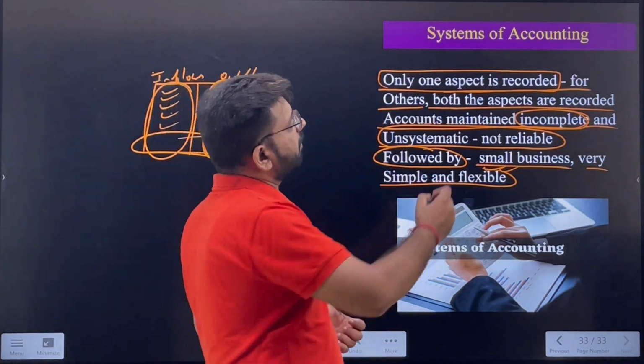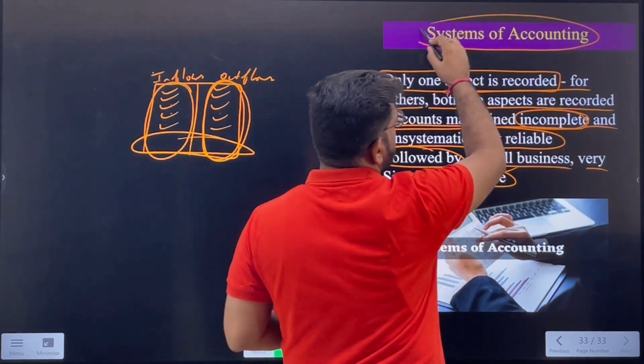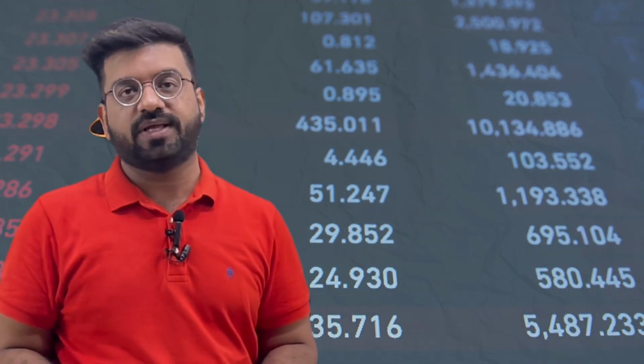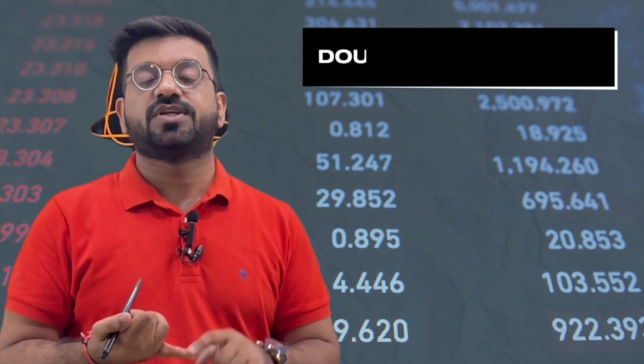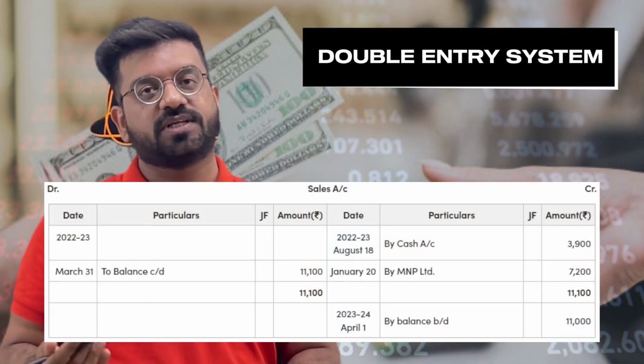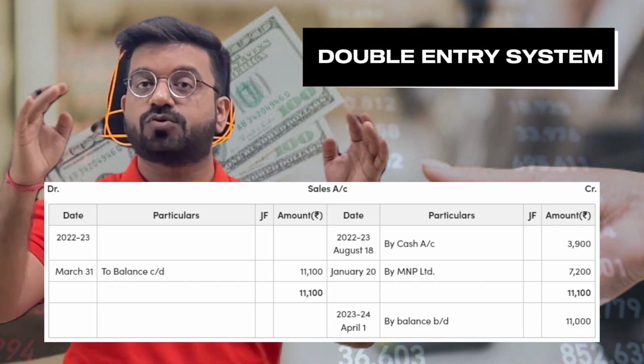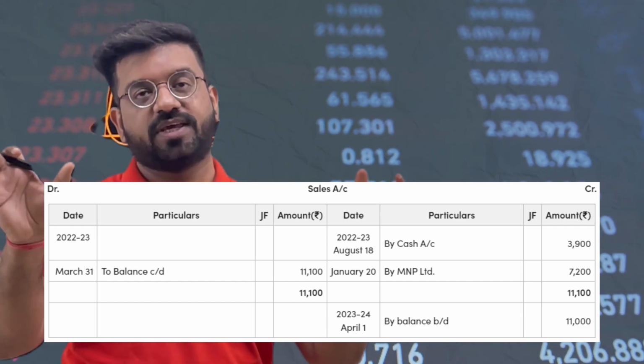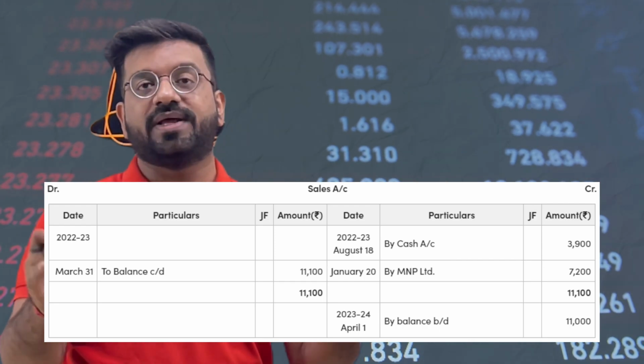So now we have completed this topic as well, that is system of accounting, which says there are two types of system of accounting. The first one is the double entry system, which records the dual aspects of the transaction. One is debit and the other is credit. Obviously, a transaction involves two items, that is two aspects. One we give, one we take. Both are recorded in the ledgers.